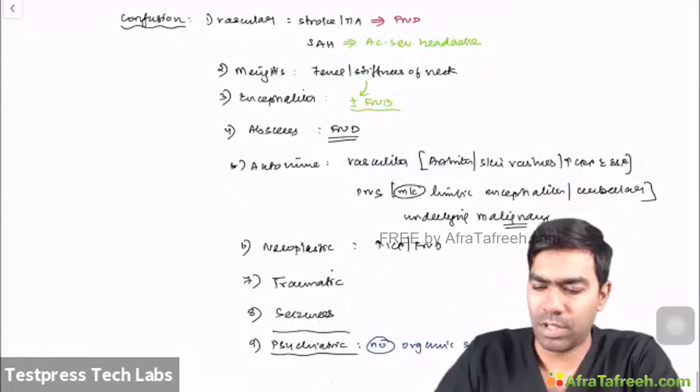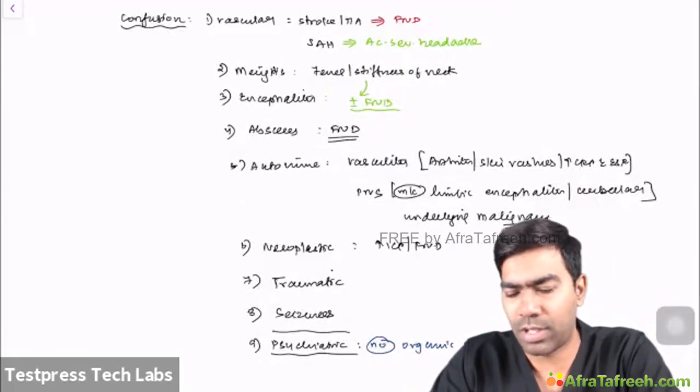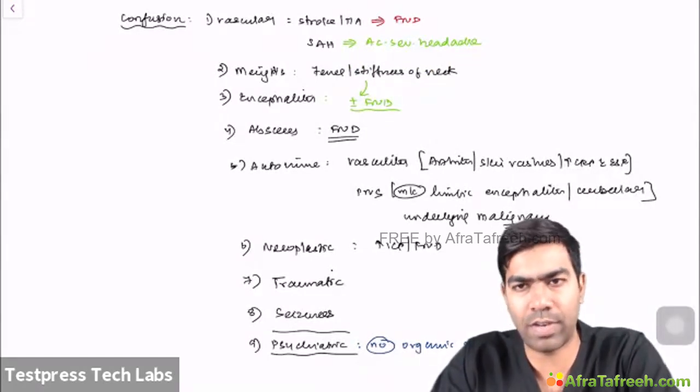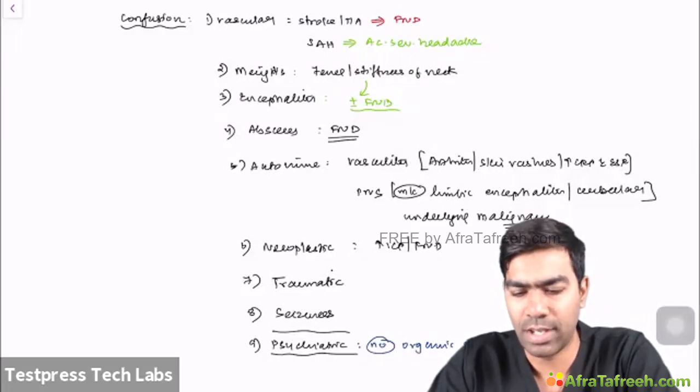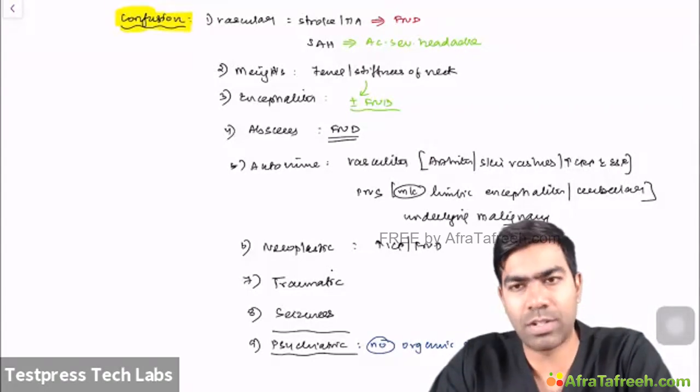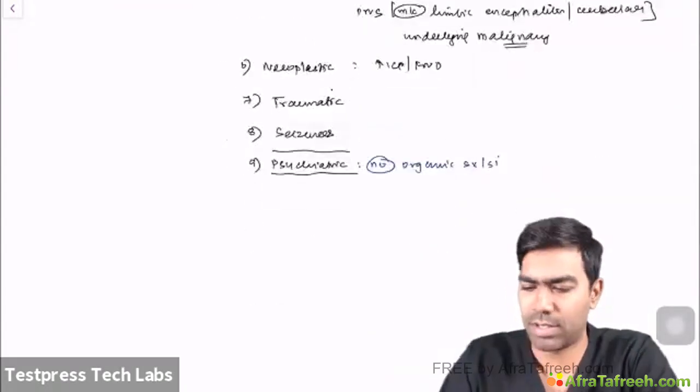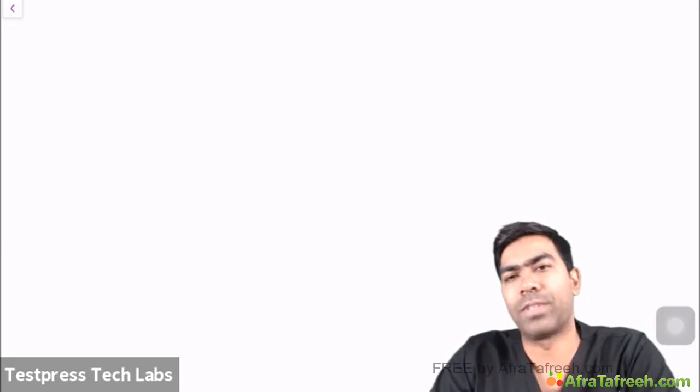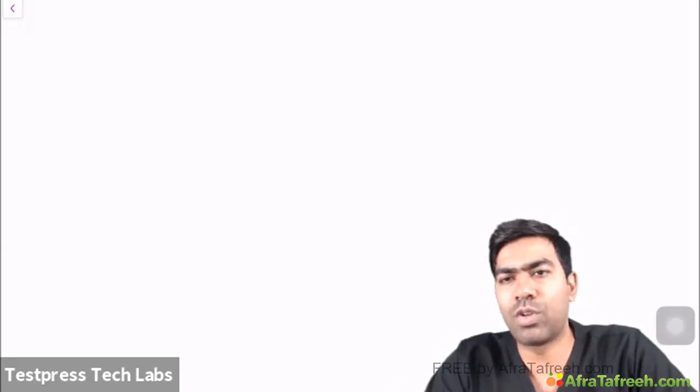So these are some causes of a confusional state. We are talking about only the neurological causes of confusional state. I have just told you what the clues are to find out the cause of confusion. All these entities can come with confusion in exams, so you have to separate them based on the clinical features that you are seeing. Okay, then we have to move to the neurocognitive disorders.